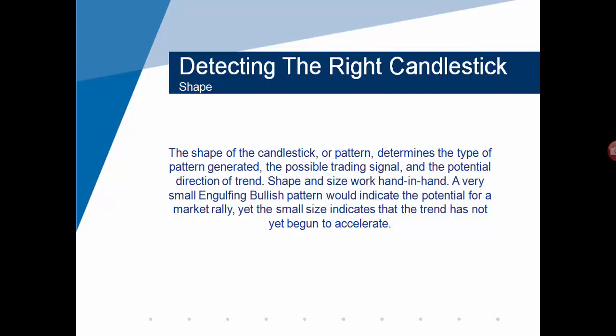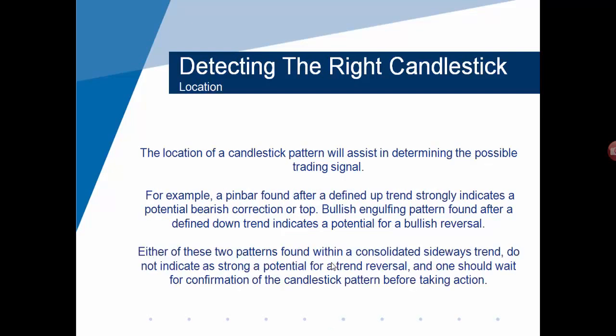Yet, the small size indicates that the trend has not yet begun to accelerate. So, again, we want to keep the shape and the size tied together. Most importantly, we want to ensure the location of the candlestick. The location of the candlestick pattern will assist in determining the possible trend direction or trend trading signal.